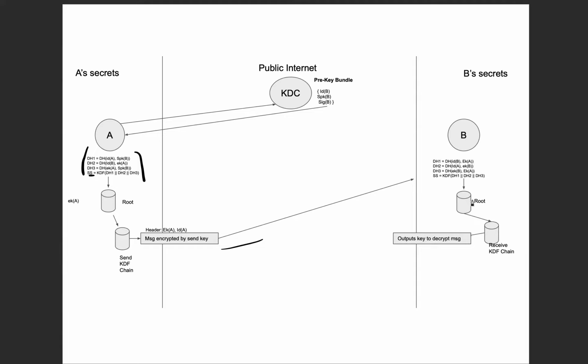And so he'll give the receiving chain one crank, and that'll output a key that he can use to decrypt the message that Alice sent. And so you'll notice that there's sort of a one-to-one: the sending chain outputs a key to encrypt the message, and then the receiving chain outputs a key to decrypt the message. And so this is basically it. This is what the first step of a Signal session looks like.